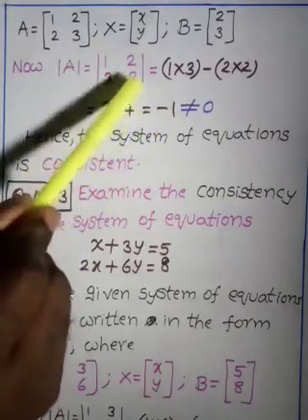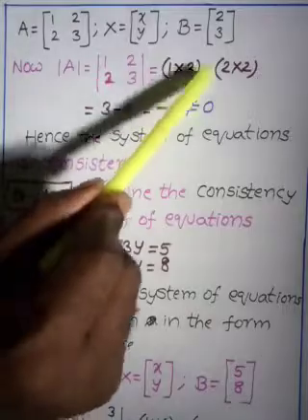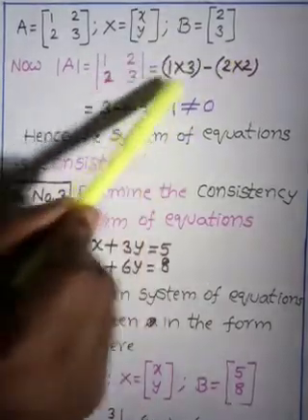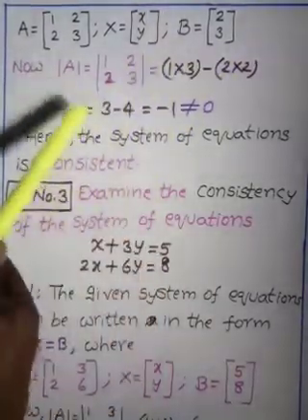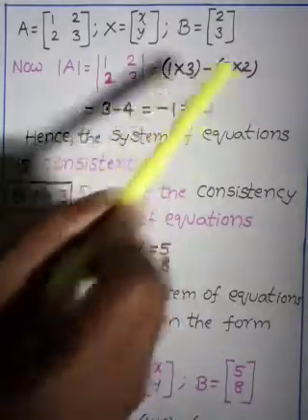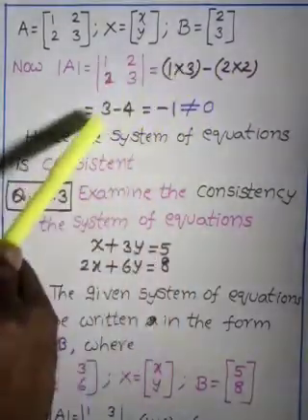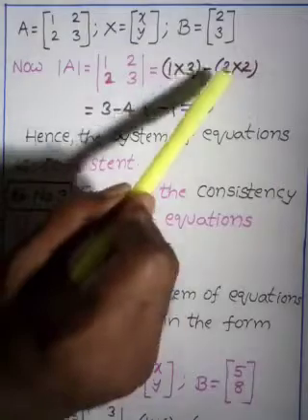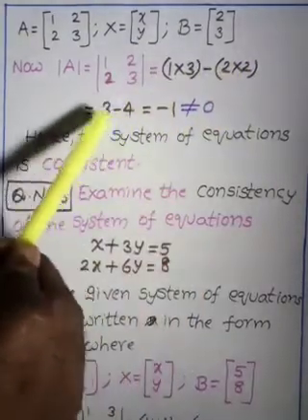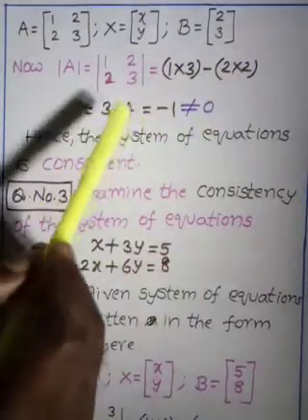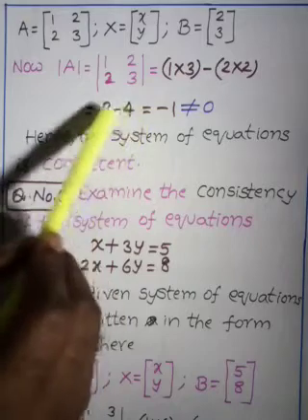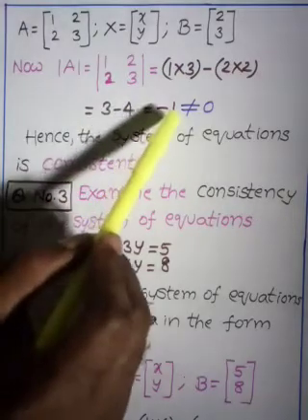Just like a cross multiplication: 1 into 3 minus 2 into 2. Understood, my dear children? Right. Now we simplify these terms. That is equal to 1 into 3, what will you get here? 3. Minus 2 into 2, what will you get here? 4. Understood this equation, my dear children? Right. That is equal to 3 minus 4, what will you get? Minus 1.